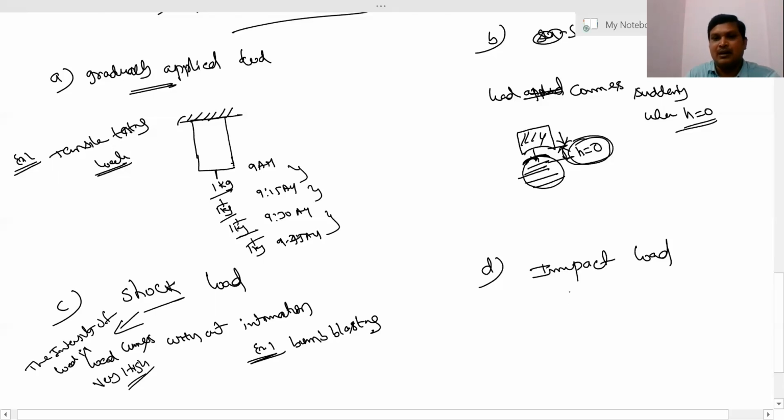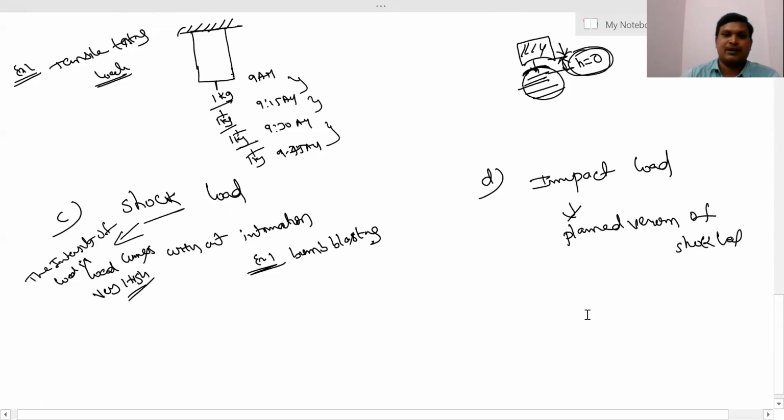Is it clear? Coming to the impact load, this is a planned version of shock load. Shock load is a huge amount of load suddenly acting on the member without intimation. Impact load also has a very high intensity, but it is planned. You plan to apply the sudden loading. For example, a punching press, a punching die, and blow hammering on any material is called impact loading.